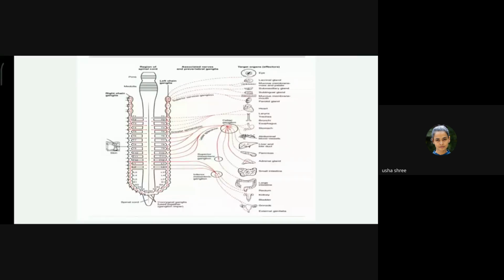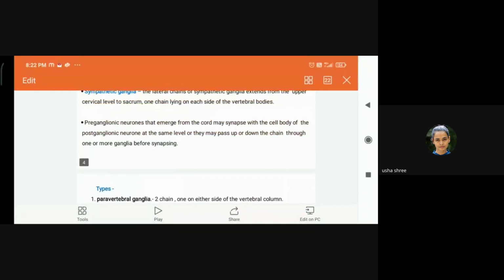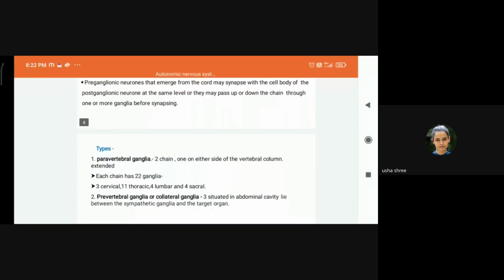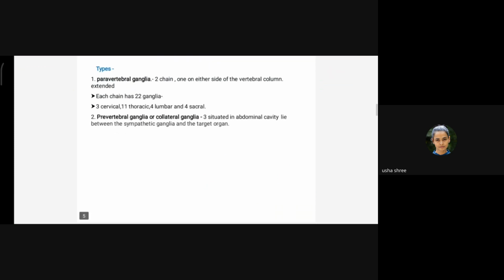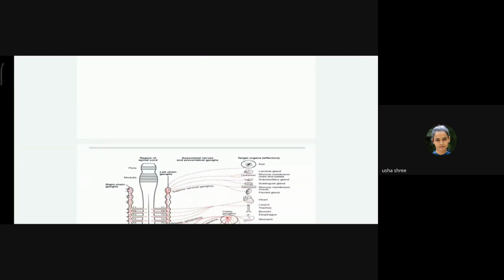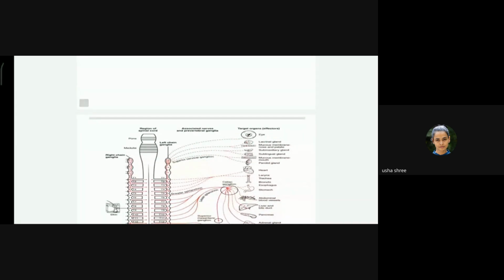Okay, you got it, this concept? Yes, ma'am. So for the pre-ganglion and the post-ganglion that you were talking about, we should remember it as: pre-ganglion starts from the spine, and post-ganglion ends at the organ. Yes, it ends at the organ. You are right.